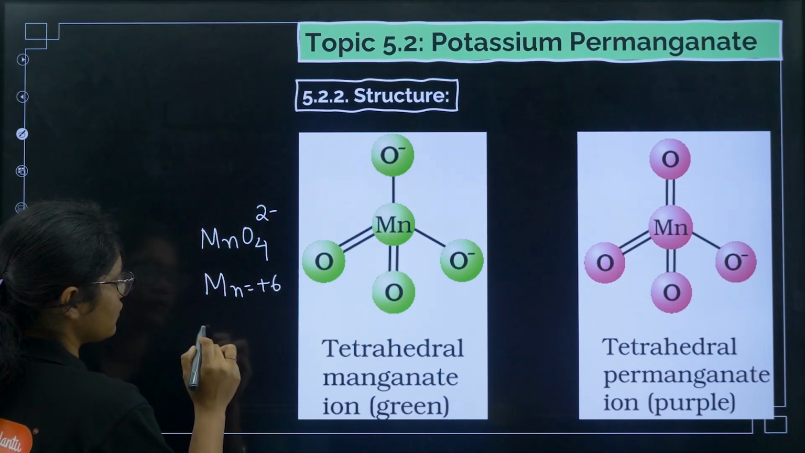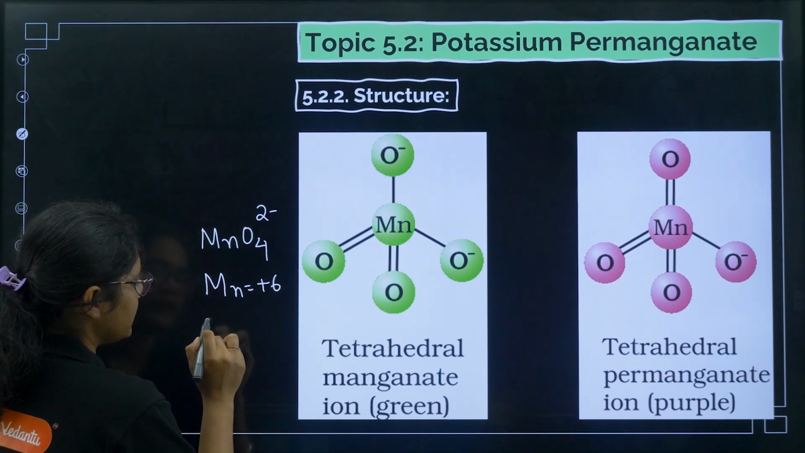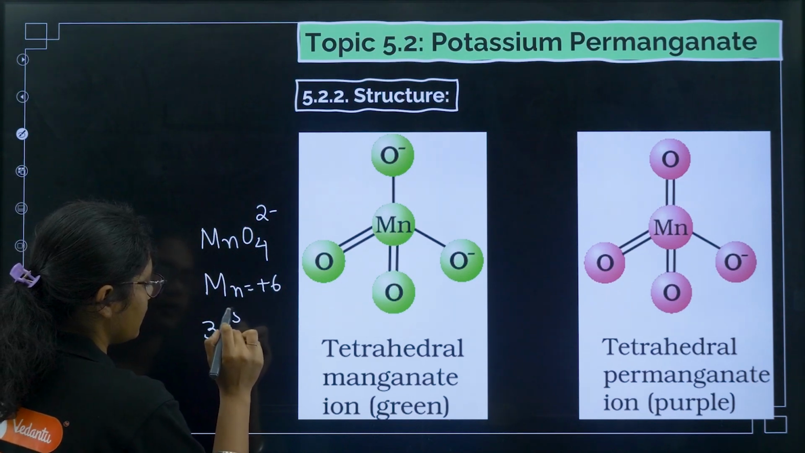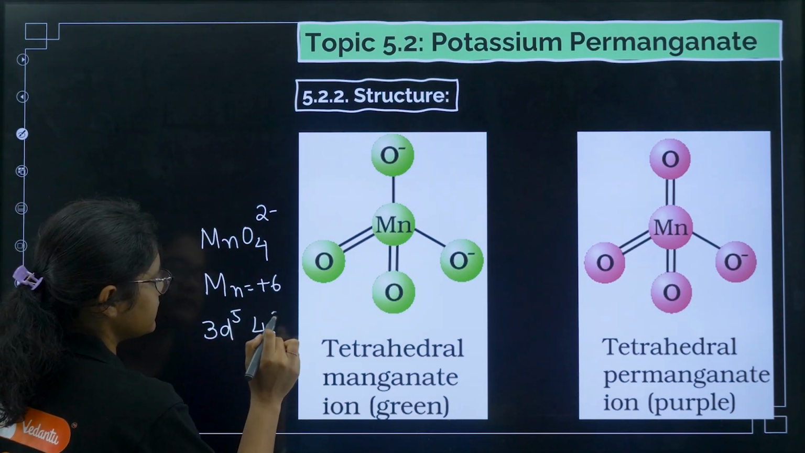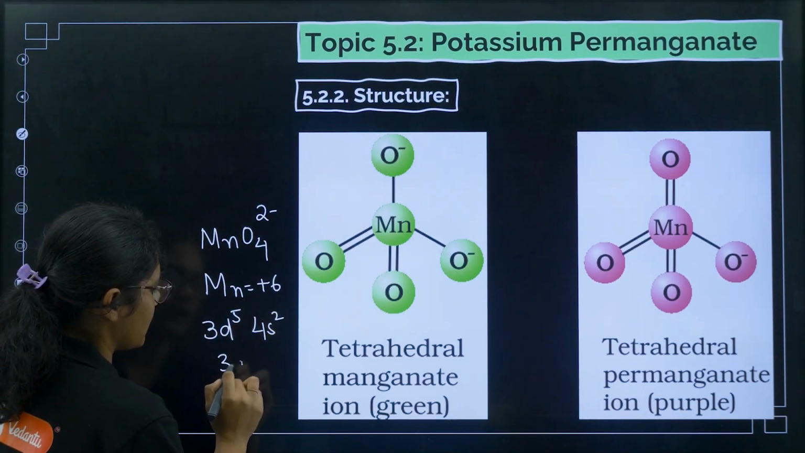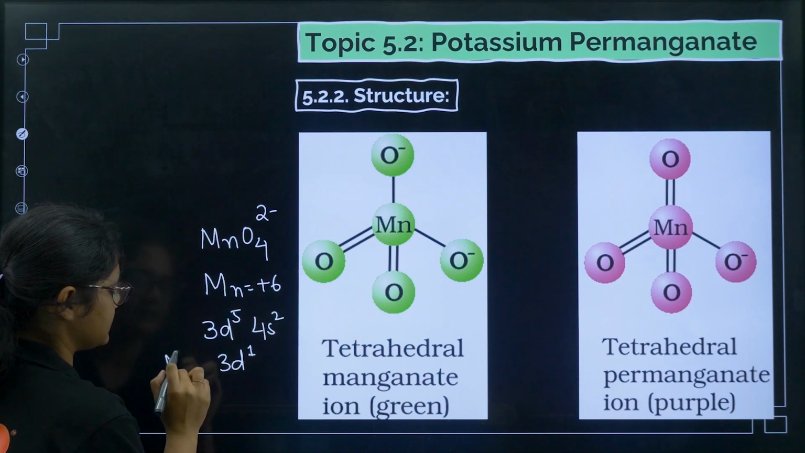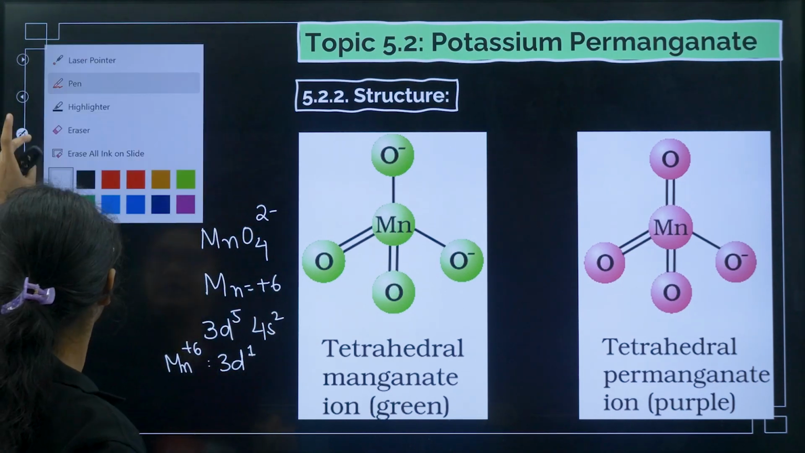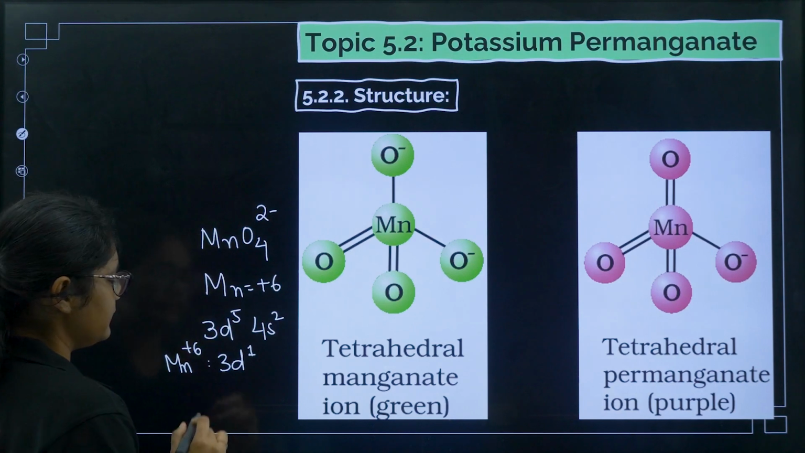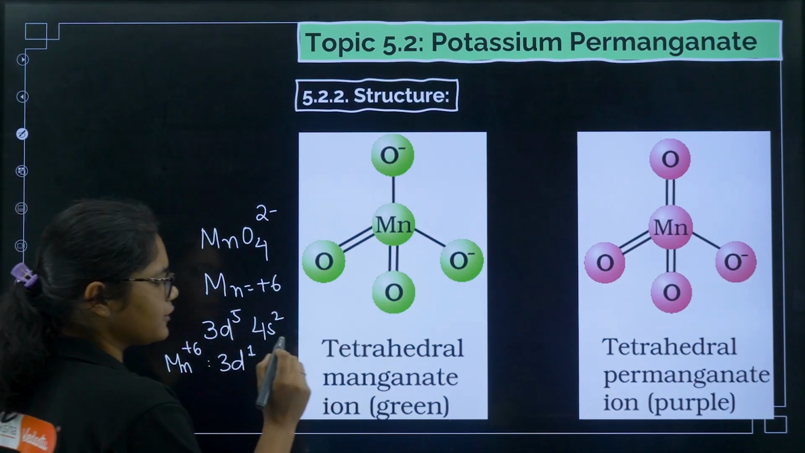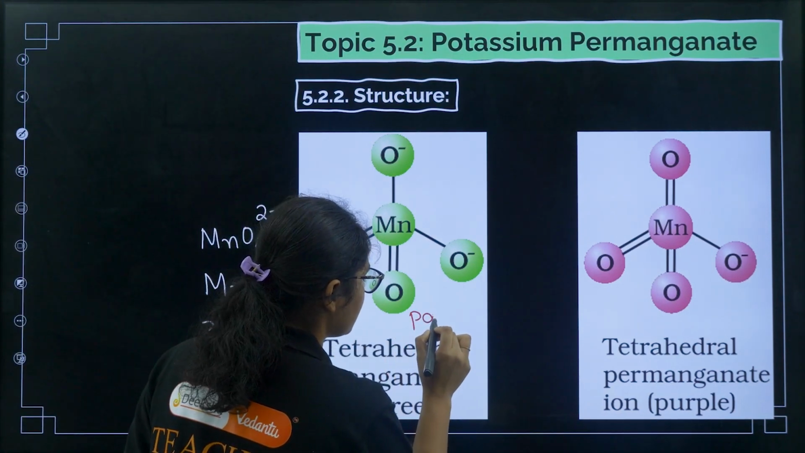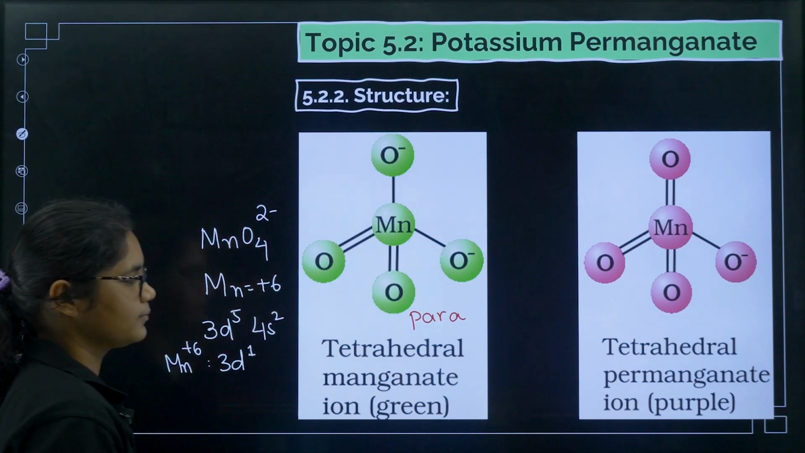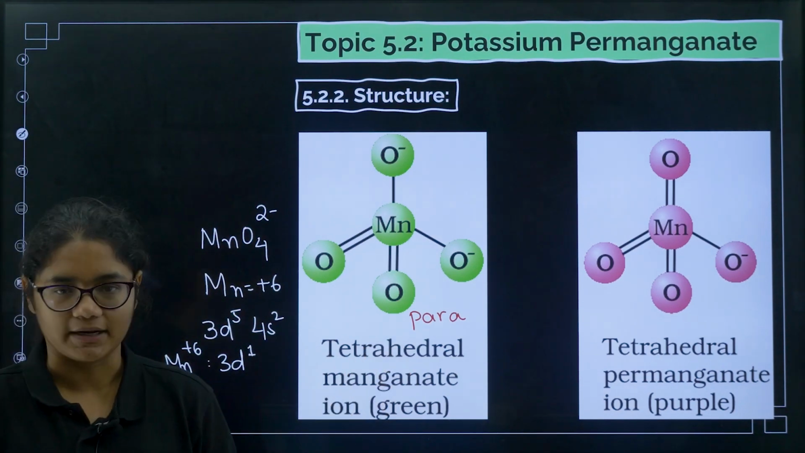So what is the electronic configuration here? The 3d5 4s2 is for manganese and 3d1 is for Mn+6. Now if this is there, then I can say this one has an unpaired electron, so this one will be paramagnetic.